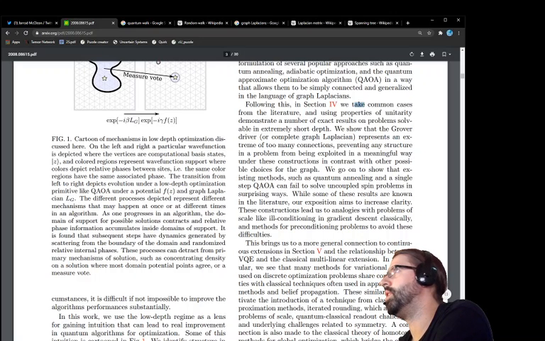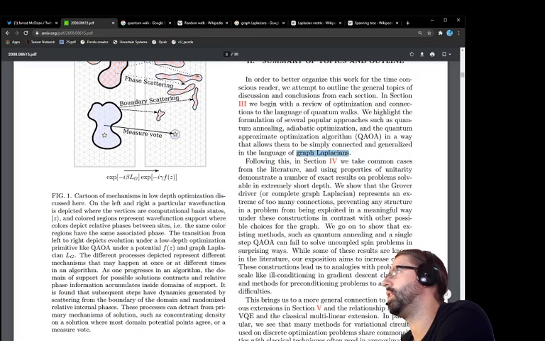They take, with this graph Laplacian thing, common cases from the literature and, using properties of unitarity, demonstrate a number of exact results on problems solvable in extremely short depth, and then show also that there's some extreme of too many connections preventing any structure in a problem from being exploited in a meaningful way. We go on to show that existing methods can fail to solve uncoupled spin problems in surprising ways. While some of these results are known in the literature, our exposition aims to increase clarity.